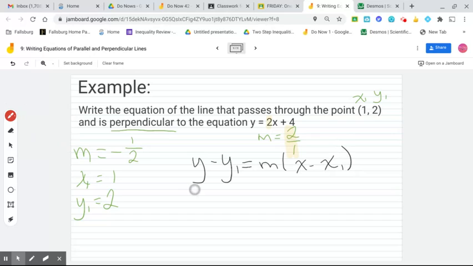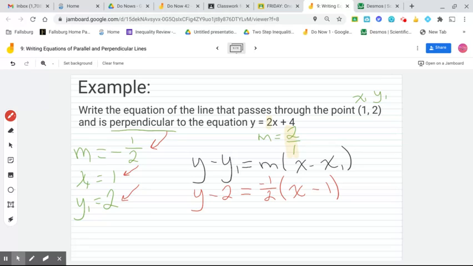y and x always stay the same, so it's going to be y minus y1, which we got here, which is 2, equals m. That's the new slope here. We want to take the new slope. So we have negative 1/2 times x minus x1, which we labeled 1.